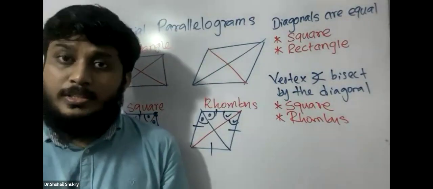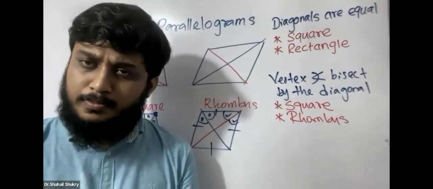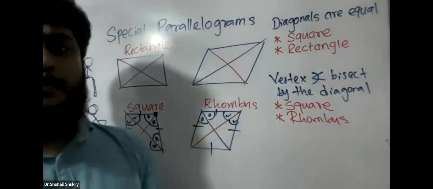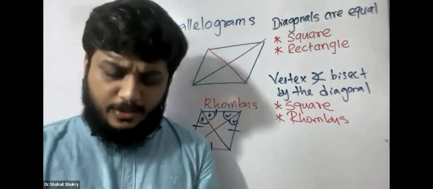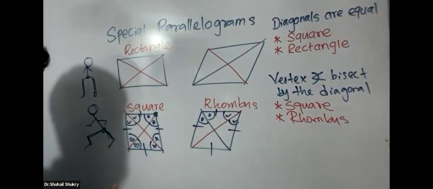Don't write now. First of all, listen carefully, and I'll give time to write. Now, vertex angles are bisected by the diagonal. The next one, the last point, we'll think like this.